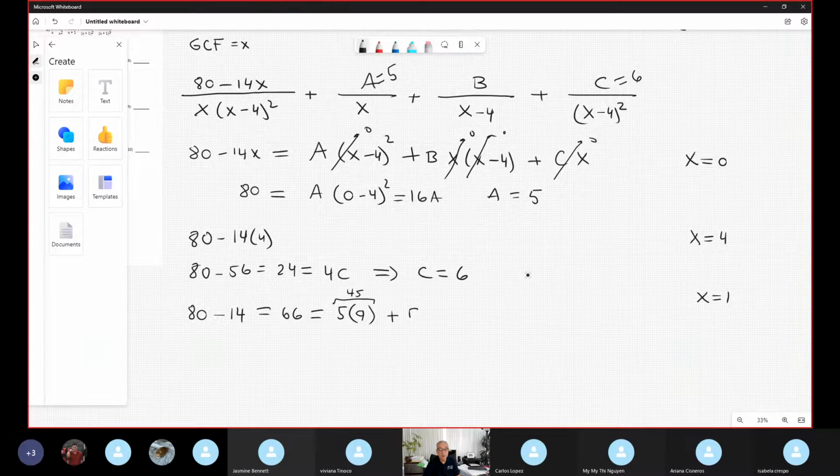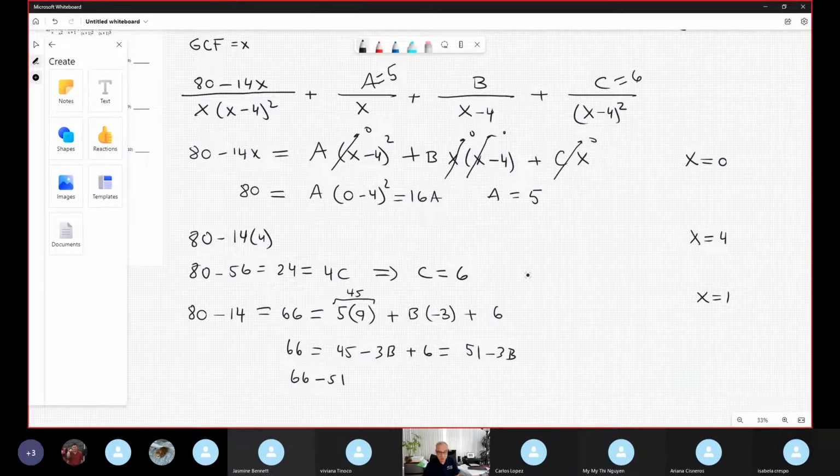Plus B, which I have no idea who is B. Multiplication by 1, multiplication by 1 minus 4 is negative 3. Plus C, which is 6 times 1, because x is 1. So now the rest is, 66 is equal to 45 minus 3B plus 6. So 45 plus 6 is 51. Actually, it's 51 minus 3B.